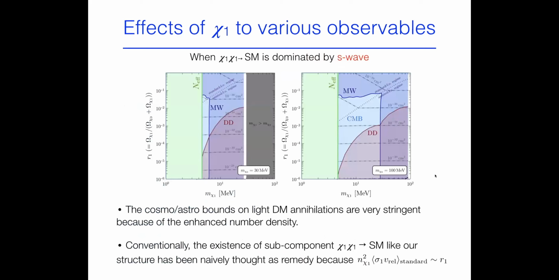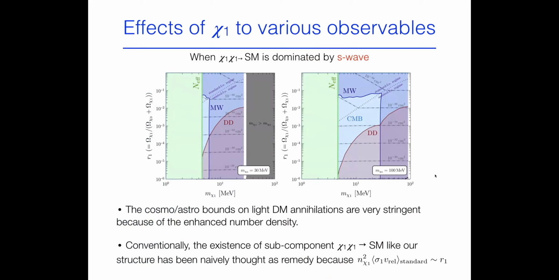If light dark matter annihilation into the standard model sector is dominated by S-wave, of course, as you can see here, almost all the parameter regions are constrained by various experiments. So this is a different situation from what we expected in a conventional model. The cosmological and astrophysical bounds on light dark matter annihilation are very strong because of the reduced number density conventionally. But conventionally, the existence of a subdominant dark matter annihilation channel into the standard model sector has been naively thought of as a remedy.